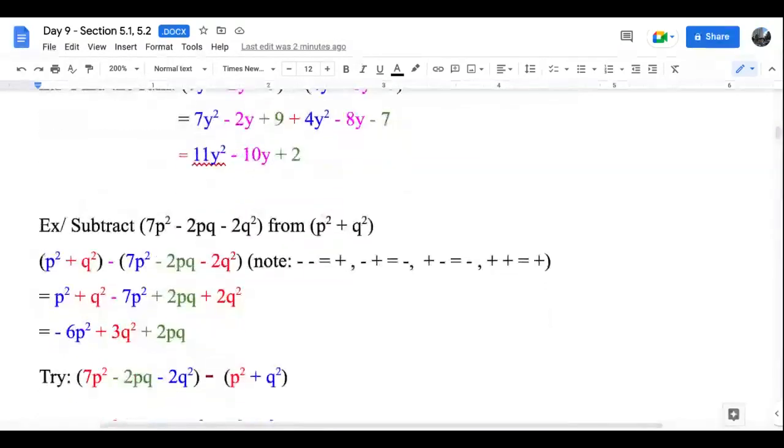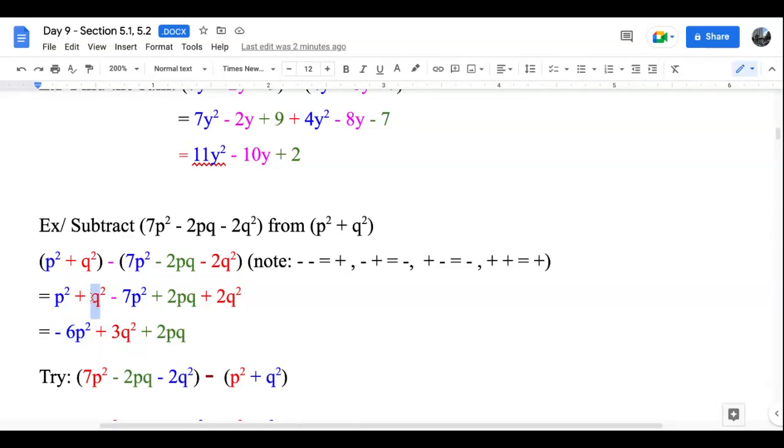And we can subtract two trinomials, right? We want to subtract this one from this one. So the second one comes first. So we can write it as p squared plus q squared minus 7p squared minus 2pq minus 2q squared. So p squared minus 7p squared, that's negative 6p squared.